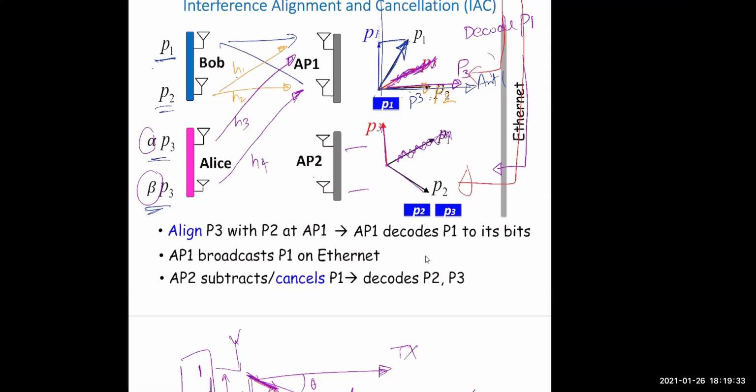Yes, you cannot. And the reason is that there is no Ethernet which can connect Alice to Bob. They cannot send this P3 back on the Ethernet to Bob so that Bob can then cancel. Does it make sense to everyone?